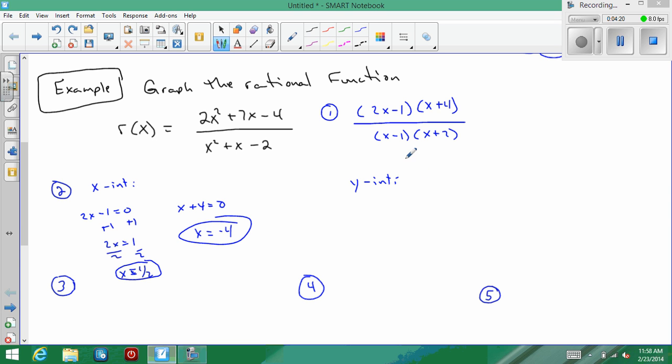For the y-intercept, you're plugging in 0, and I'm going to plug into the original function. Remember that anytime you have an x term, that value is going to end up being 0 because you're doing multiplication. So 0 plus 0 minus 4 over 0 plus 0 minus 3. So we're looking at negative 4 over negative 3, which is y equals 4/3. So we've got our x-intercepts and our y-intercepts.